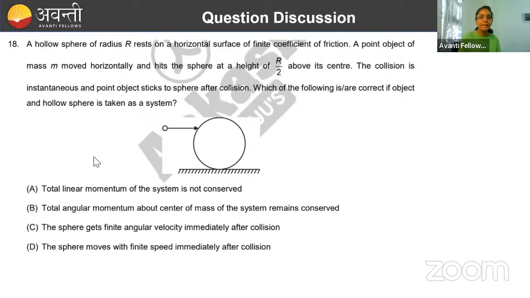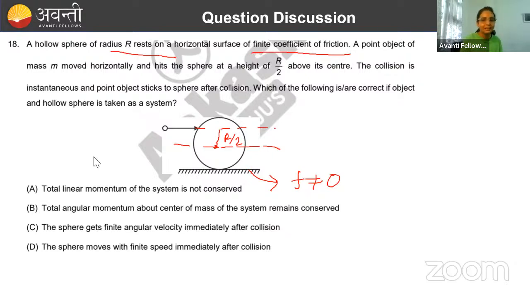Now what the question is, there is a hollow sphere of radius r that rests on a horizontal surface of finite coefficient of friction. So here f is not equal to 0. Done? A point object of mass m moved horizontally. It is moving horizontally. It is hitting this sphere at a height of r by 2 above the center. So at this height, it is hitting. The collision is instantaneous. For a very short amount of time, collision is happening and point object sticks to sphere after collision. Now, which of the following is correct if object and hollow sphere is taken as system?